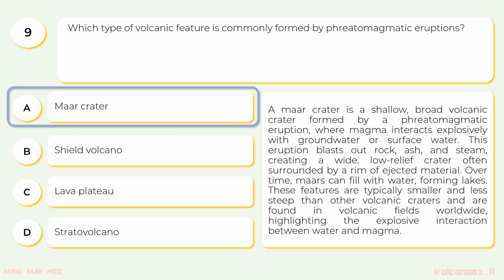A maar crater is a shallow, broad volcanic crater formed by a phreatomagmatic eruption where magma interacts explosively with groundwater or surface water. This eruption blasts out rock, ash, and steam, creating a wide, low relief crater often surrounded by a rim of ejected material. Over time, maars can fill with water, forming lakes. These features are typically smaller and less steep than other volcanic craters and are found in volcanic fields worldwide, highlighting the explosive interaction between water and magma.